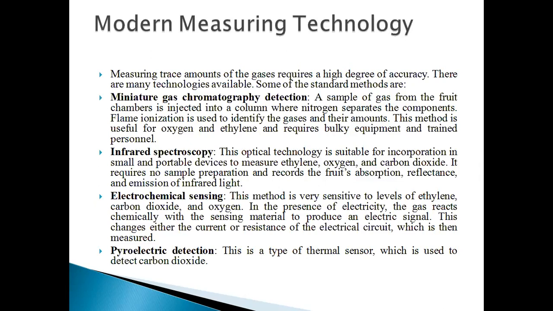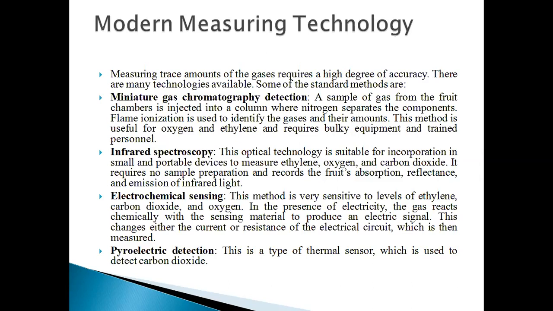So, what are the modern measuring technologies to measure various gas concentrations in agriculture? Measuring trace amounts of gases requires a high degree of accuracy. There are many technologies available. Some of the standard methods are: first method is miniature gas chromatography detection. A sample of gas from the fruit chambers is injected into a column where nitrogen separates the components. Flame ionization is used to identify the gas and their amounts. This method is useful for oxygen and ethylene and requires bulky equipment and trained personnel.